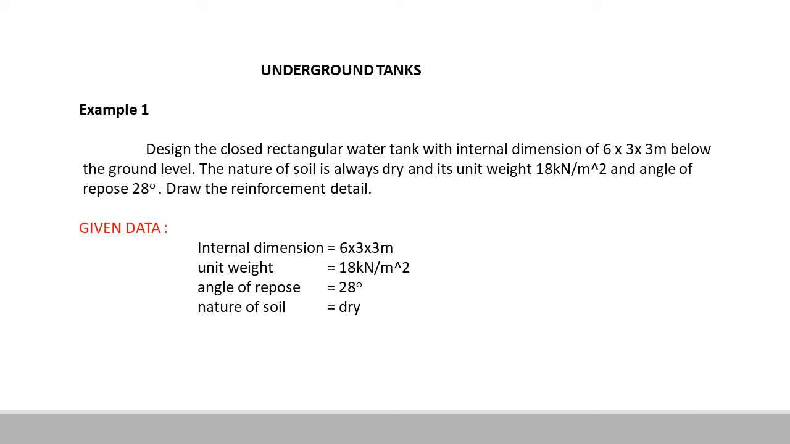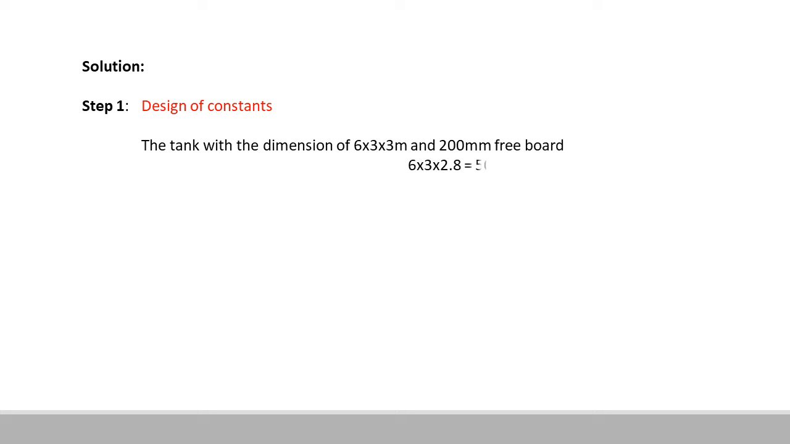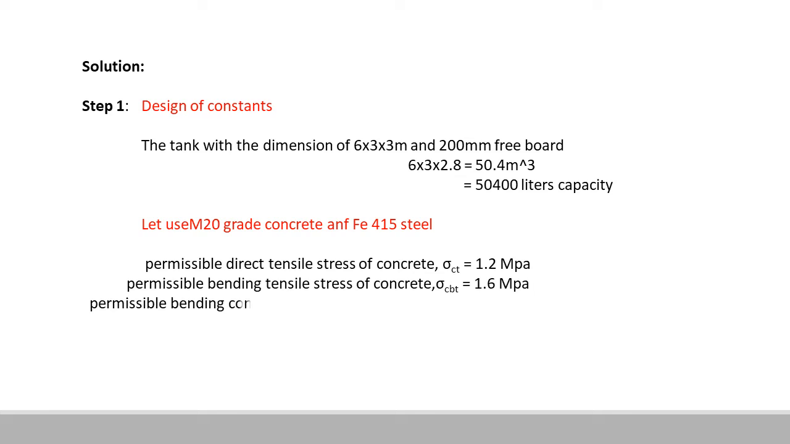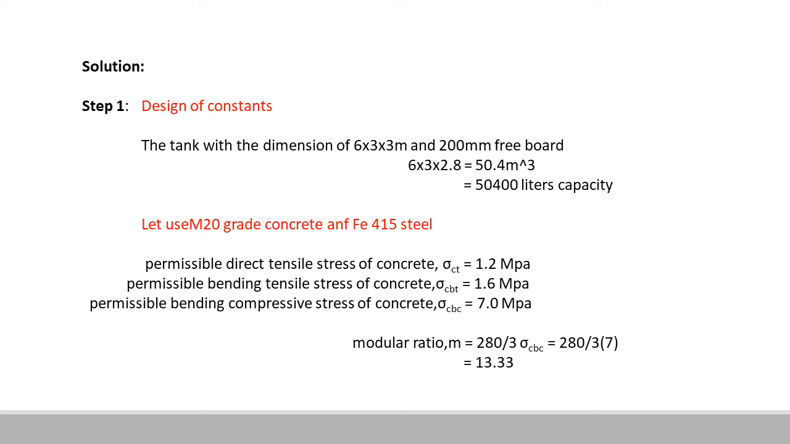Given data: internal dimensions are 3 meter by 3 meter by 6 meter, unit weight of soil is 18 kilonewton per meter cube, angle of repose is 28 degrees, and the nature of soil is dry. Step number 1, design constants. The tank with dimensions 6 meter by 3 meter by 3 meter, and we can assume a 200 mm freeboard. So 6 meter by 3 meter by 2.8 meter gives the capacity of water.